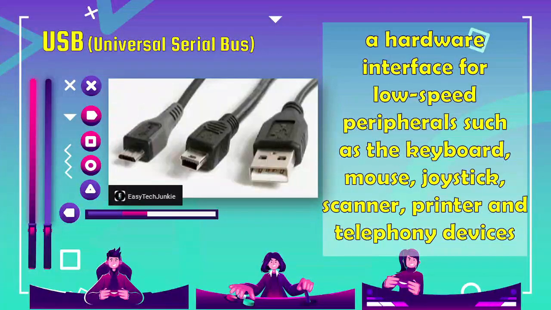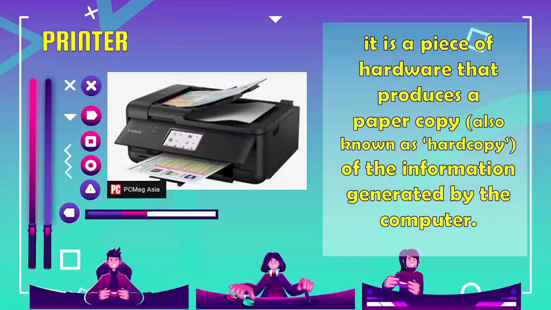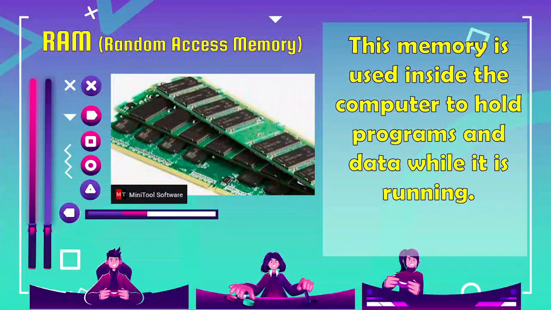USB, Universal Serial Bus, a hardware interface for low-speed peripherals such as the keyboard, mouse, joystick, scanner, printer, and telephony devices. A printer. It is a piece of hardware that produces a paper copy, also known as hard copy of the information generated by the computer. Another is the RAM, or the Random Access Memory, a primary memory. This memory is used inside a computer to hold programs and data while it is running.